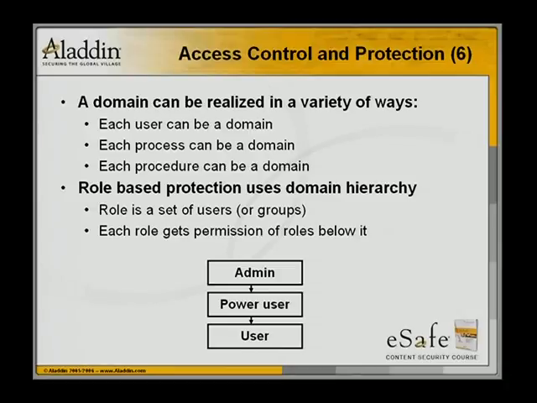So let's say an admin role gives a full access permission to that object that it accesses. So each role gets permission of roles below it. As we can see in the diagram below, the admin has the permission of power user and user. The power user has the permission of the user, but the user does not have the permission of the power user nor the admin user.